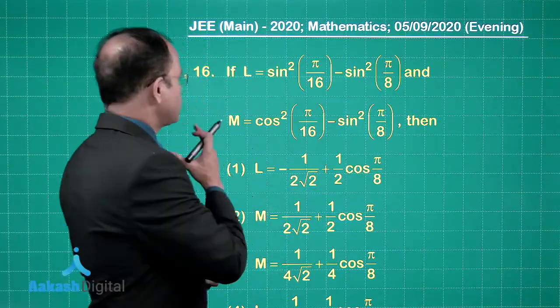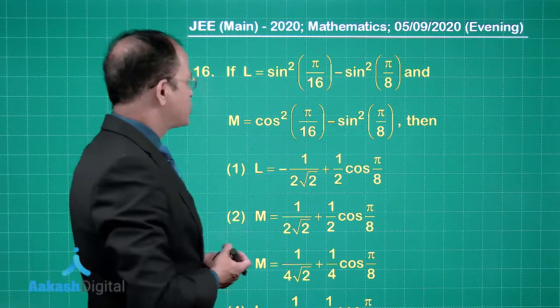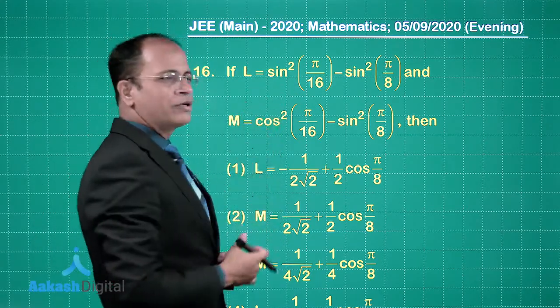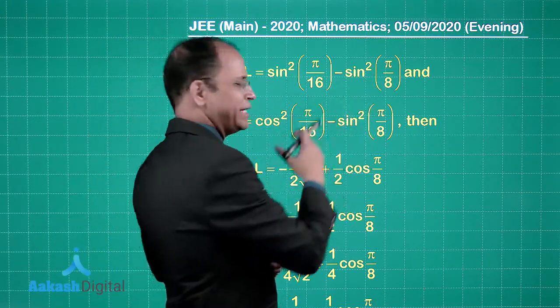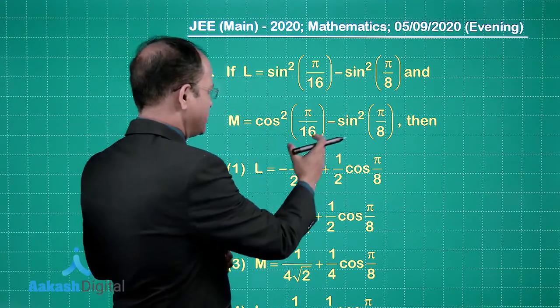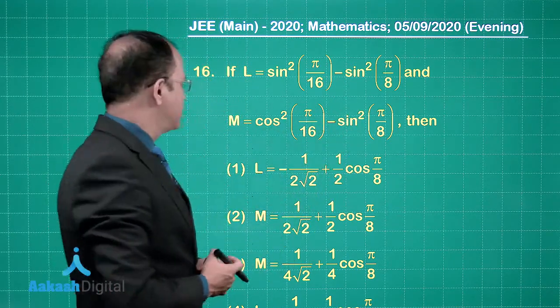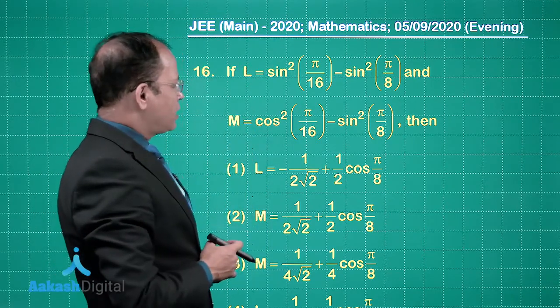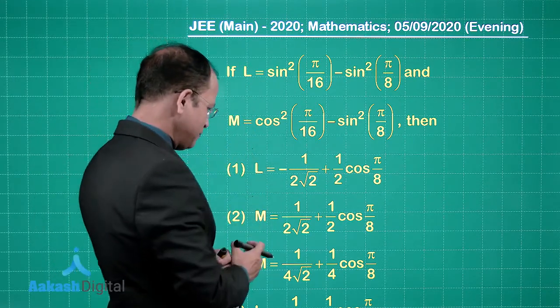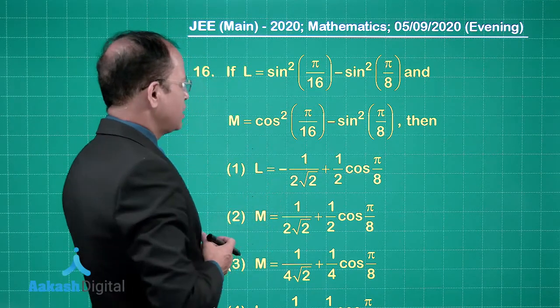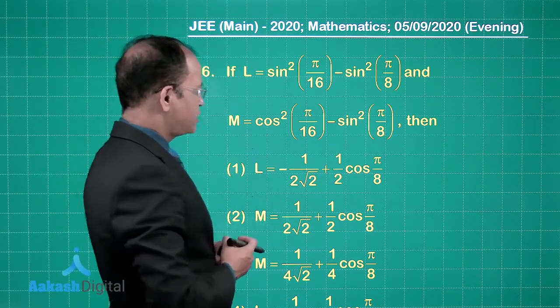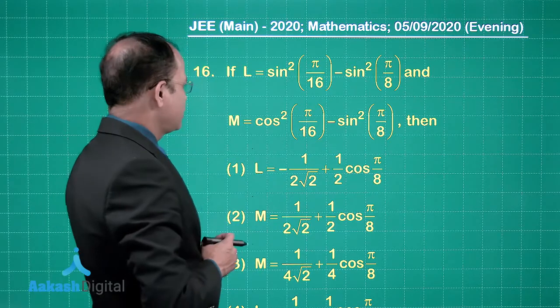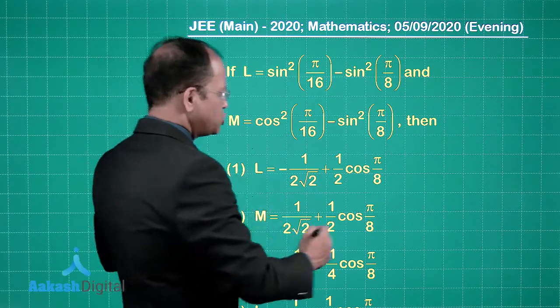Now friends, let's talk about question number 16. You can see here it has been given L is equal to sine square pi by 16 minus sine square pi by 8 and M is equal to cos square pi by 16 minus sine square pi by 8. This is L and M which is given to us. Now we have to find M. So these are the values which are there and we need to check it out. So let's do one thing.